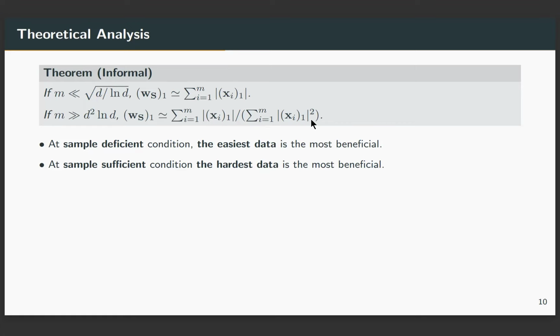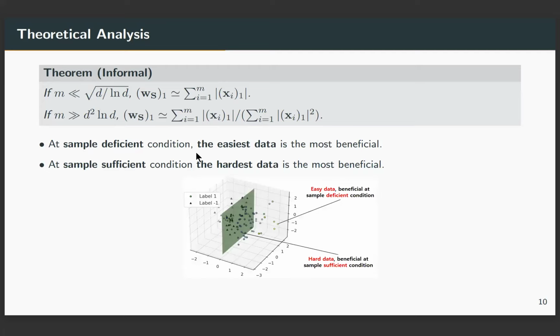In short, at the sample deficient condition, the easiest data is the most beneficial, and at the sample sufficient condition, the hardest data is the most beneficial. So data located far from the decision boundary, which is easy data, is beneficial at the sample deficient condition, and hard data, which is located closer to the decision boundary, is beneficial at the sample sufficient condition.